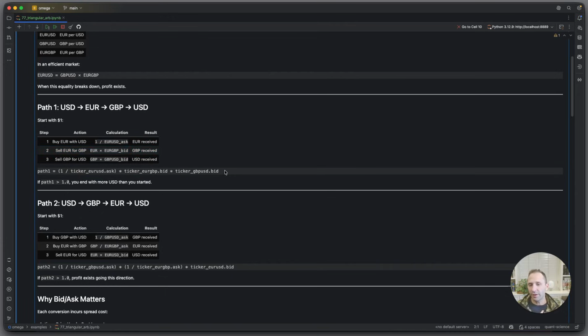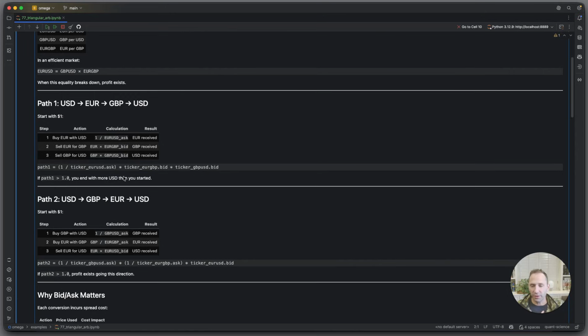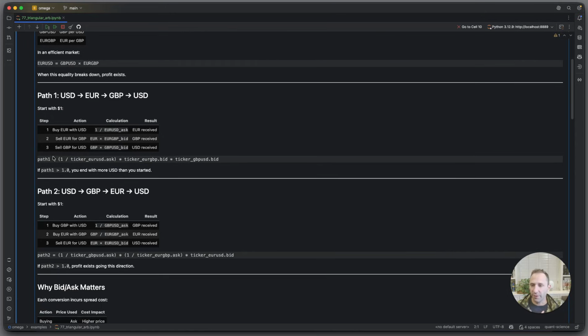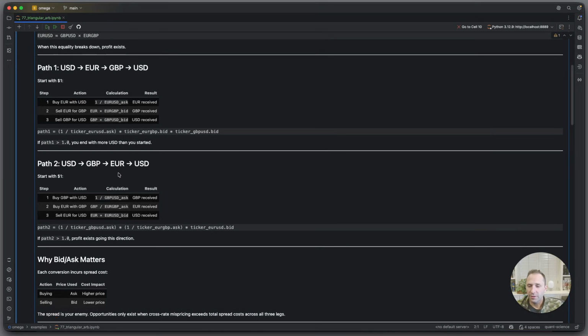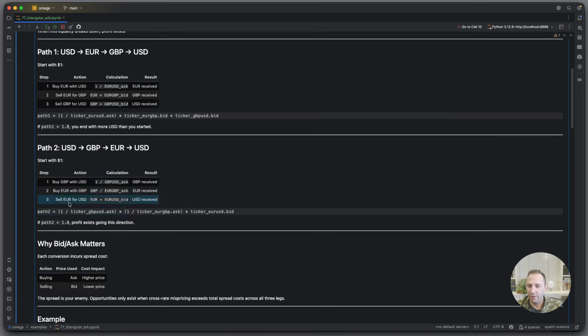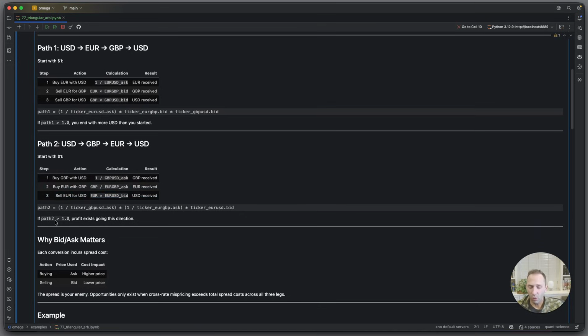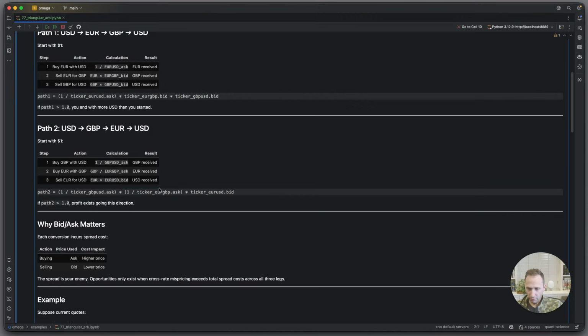And then, of course, here is the calculation to do this in Python, and we'll see how easy this is. If this path1 variable is greater than 1, you end up with more USD than you started with, and you've made a profitable arbitrage trade. There's a second path, which is you start with US dollar, you go to GBP, GBP to Euro, Euro to USD. Same idea here, and if you end up with more than 1, you end up with more dollars than you started with, and you win.